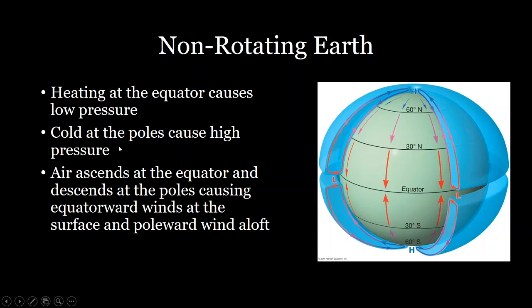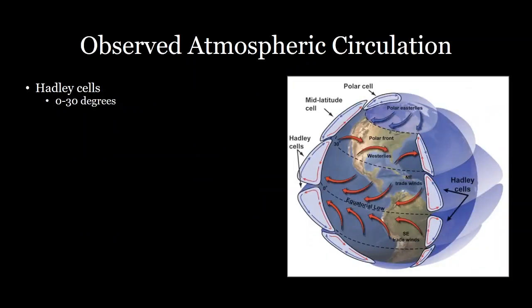And so that poleward circulation in the upper atmosphere and the equatorial direction of the lower atmosphere creates this circulation pattern. In our atmosphere, where you actually have the Earth rotating, instead you have these three different cells instead of that one big one for each hemisphere.